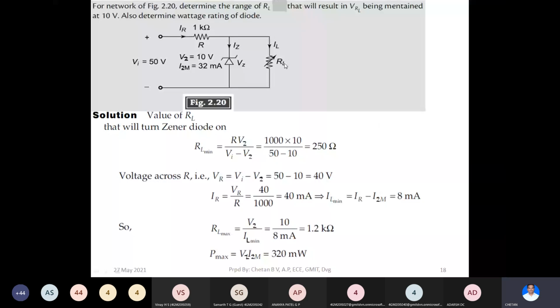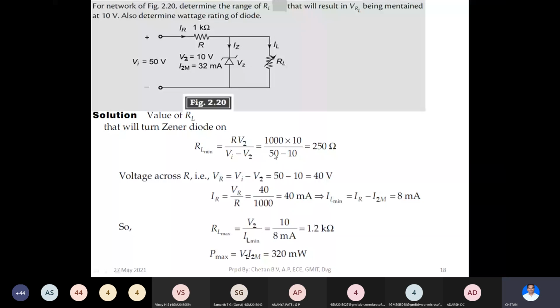So it is R into Vz divided by Vi minus Vz. So here, if you see, if you bring this Vi minus Vz on the LHS side, and if you bring R to the denominator of the LHS, then it would be Vi minus Vz divided by R, which is nothing but the current IR. Similarly, if you bring this RL minimum to the denominator on the RHS, then it would be Vz by RL minimum, which is nothing but IL, right? So from this equation, you can easily find out the minimum value of RL.